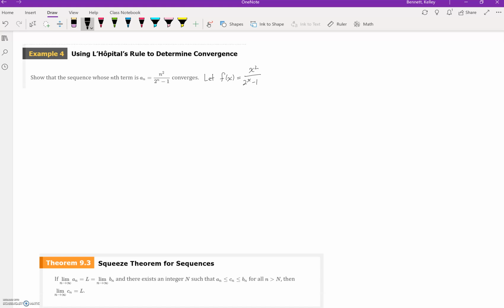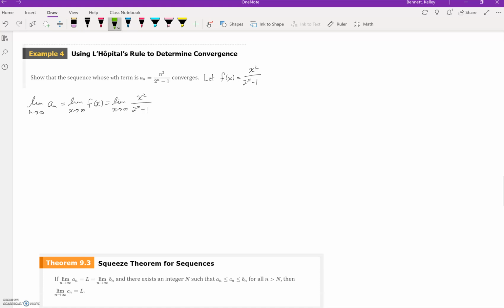And so the limit as n goes to infinity of a of n is going to equal the limit as x goes to infinity of f of x. And so now I'm going to write f of x explicitly as we defined it, which was x squared over 2 to the x minus 1.